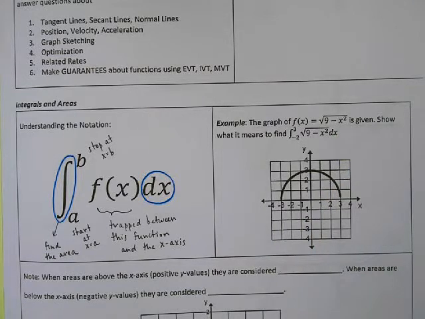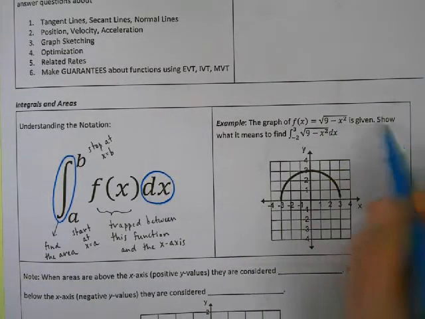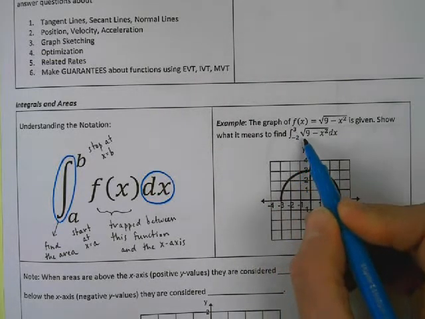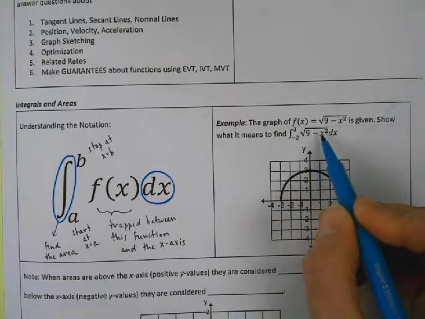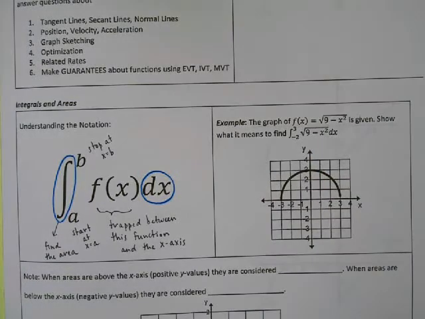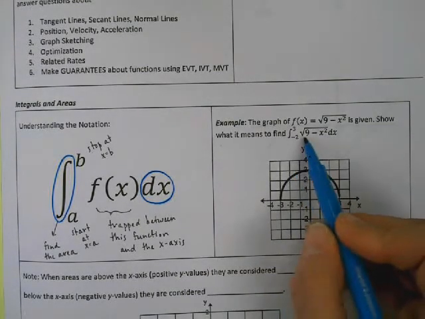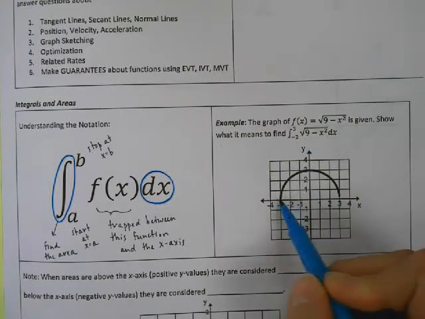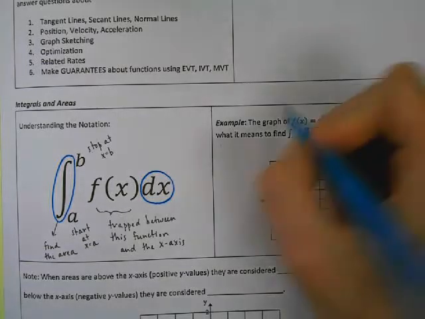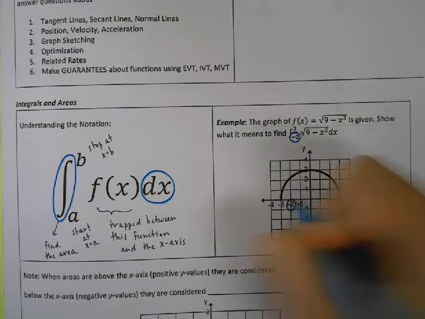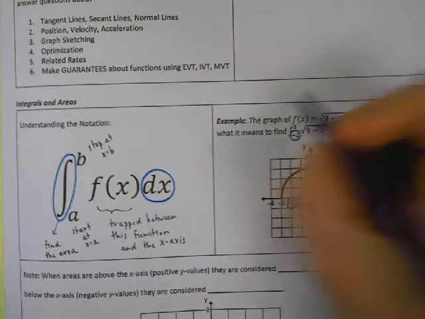Now it says, show what it means to find the integral from -2 to 3 of the square root of 9 minus x squared. Here's what we said. The integral means that we're finding an area. We're finding the area trapped between this curve, this semicircle, and the x-axis. Now if we look, it says from -2, so I have from -2 here to 3, and my 3 is here.